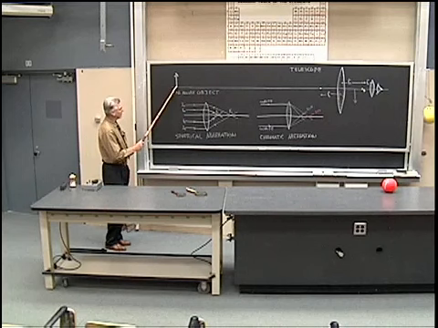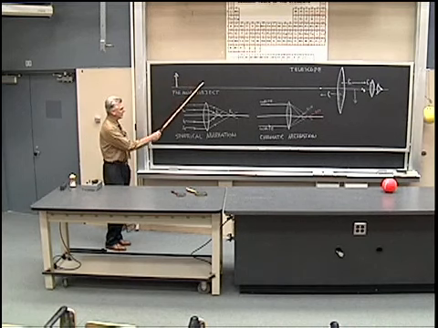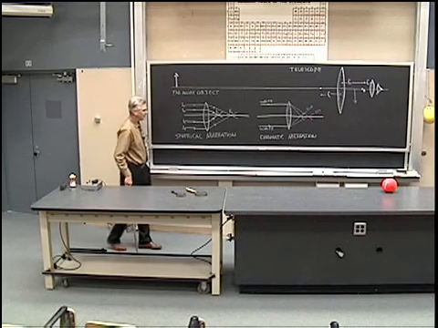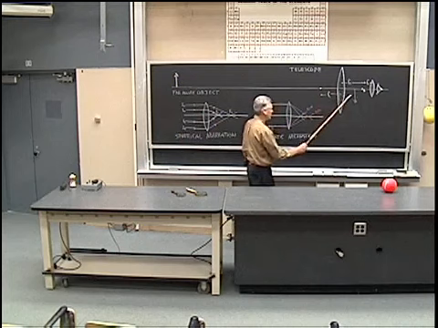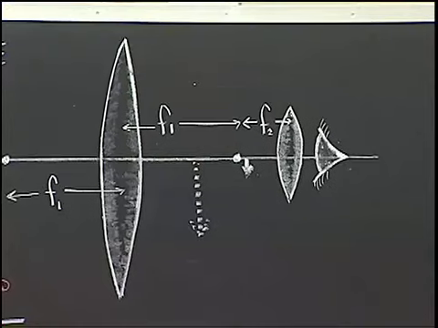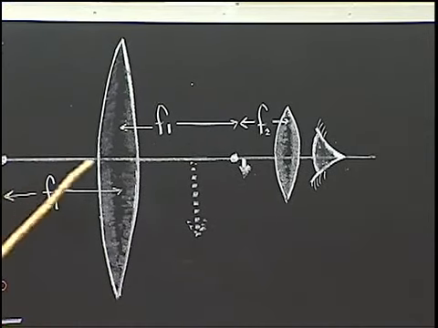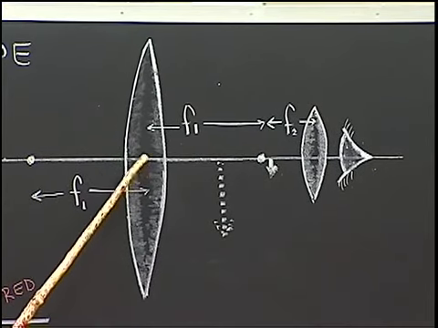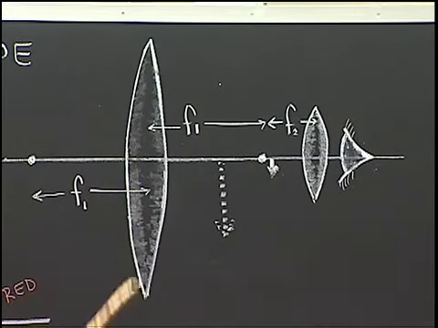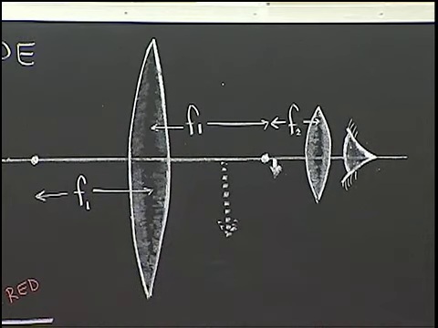But whatever object we're looking at, we have an object showing the orientation, and we assume the object is very far away compared to the distances involved in the telescope. Very far away compared to the focal length of either of these lenses, for example. I've shown the focal length of the objective lens. This first lens is called the objective lens. The second lens is called the eyepiece.